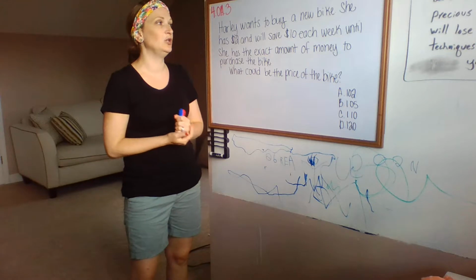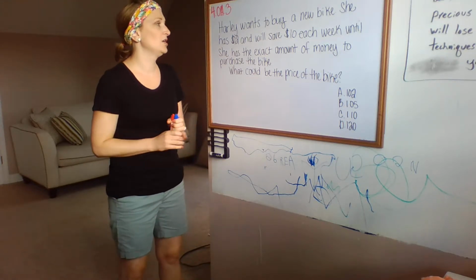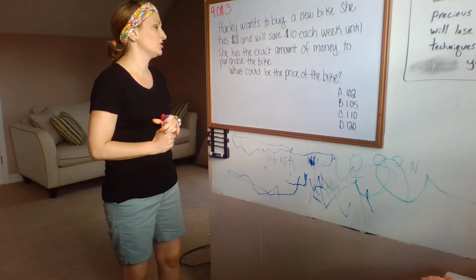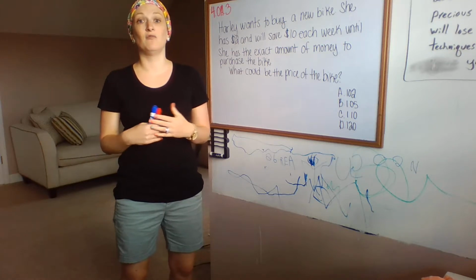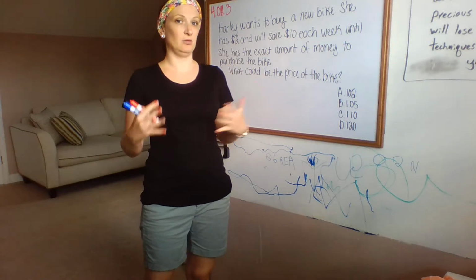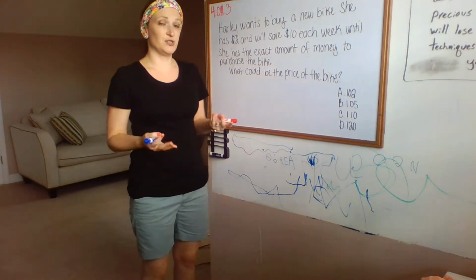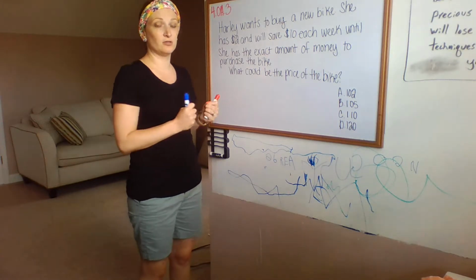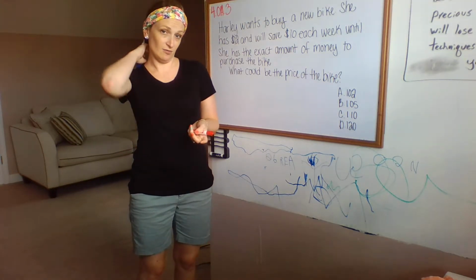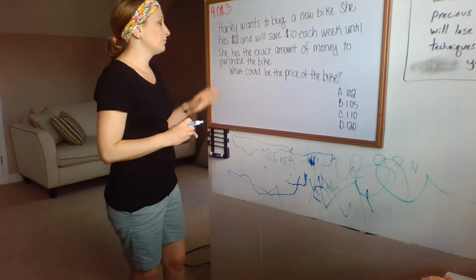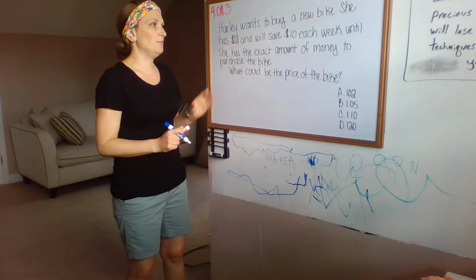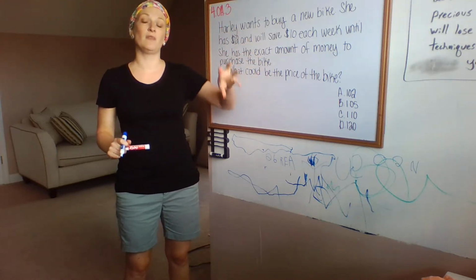It says Harley wants to buy a new bike. She has $12 and will save $10 each week until she has the exact amount of money to purchase the bike. What could be the price of the bike? Okay, so here we have a situation where we're doing a couple of different things. If your students are more visual and they want to draw a picture, figure out what's going on, that's great. If they just go straight for unknown sentences, that's fine. But we have to have a plan and we need to know what's going on. We had a similar problem to this a couple weeks ago, and a lot of the students get stuck on this one because they weren't processing the information in the problem and then moving forward from there.